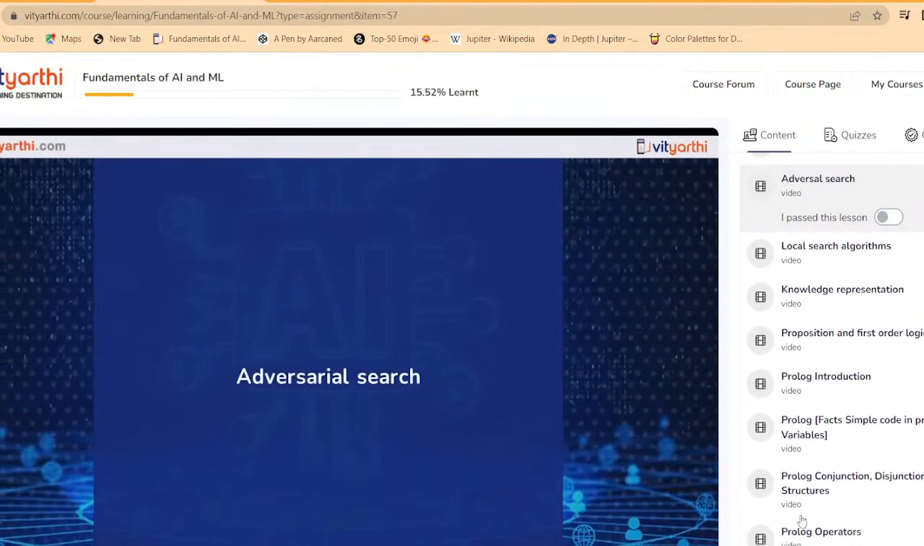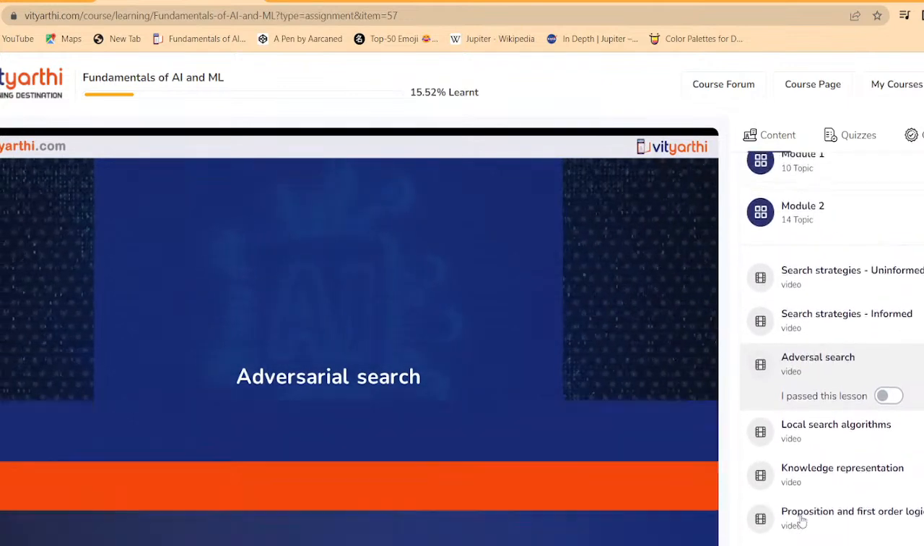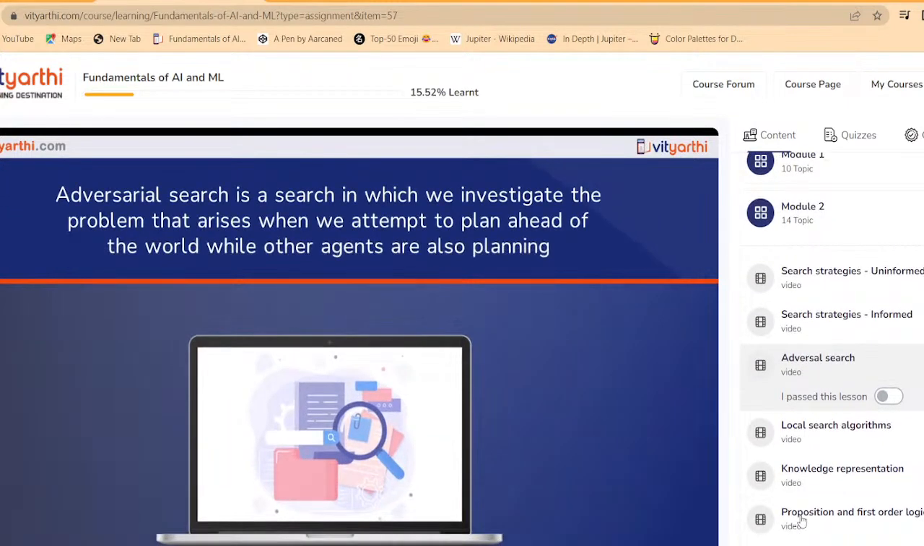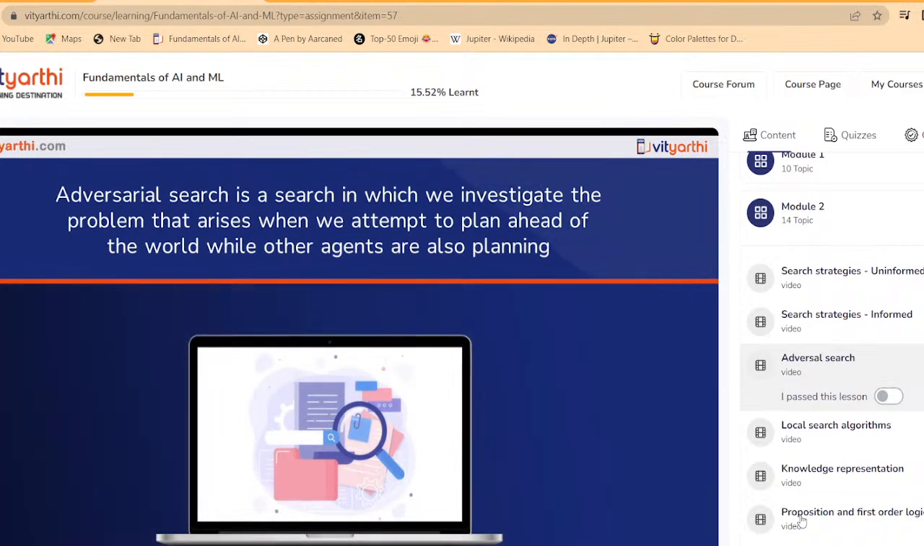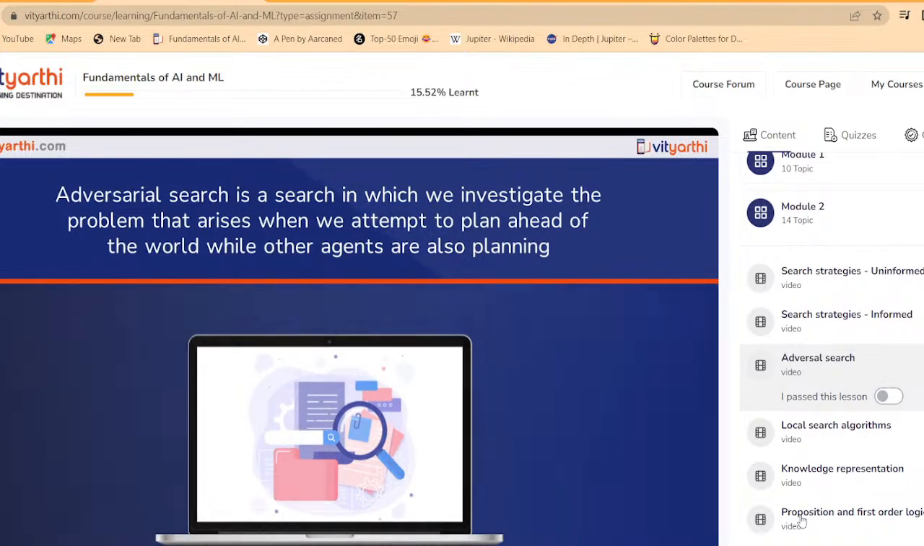Hello everyone, in this session we are going to see about adversarial search. Adversarial search is a search in which we investigate the problem that arises when we attempt to plan ahead of the world while other agents are also planning.